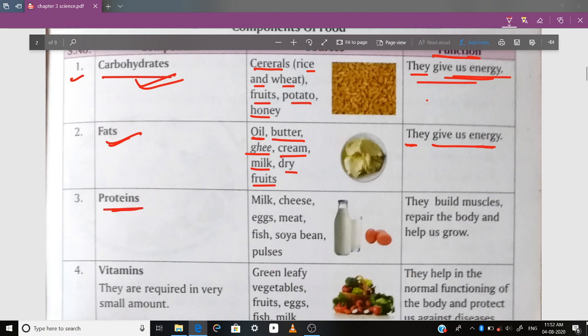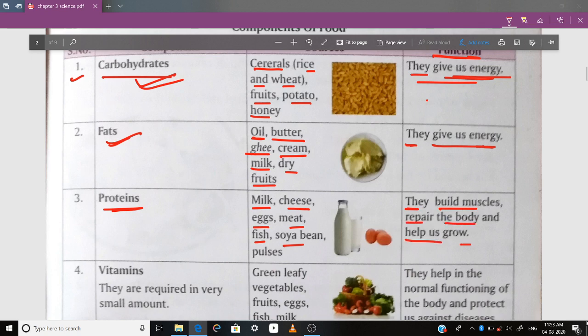Now let's talk about protein. The sources of protein are milk, cheese, eggs, meat, fish, soya beans, pulses. These are the sources of proteins. And what are the functions of protein? They build muscles, repair the body, and help us grow.